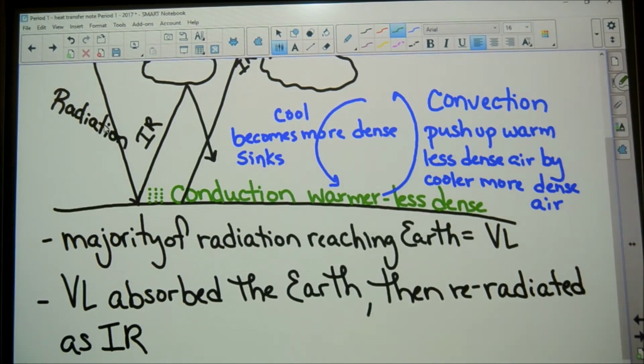So it all comes back to radiation from the sun. The sun is our major source of energy. It heats the Earth's surfaces up. That gets re-radiated as infrared, molecule by molecule through conduction. All right, the warmer air is below the cooler air, unstable, so that's going to cause convection currents to happen. So we're back to your conduction, convection, and radiation.